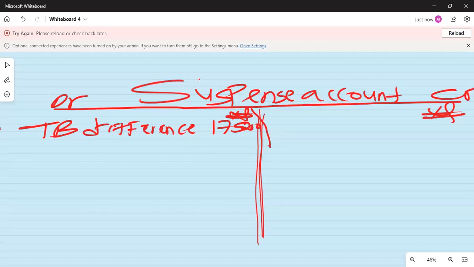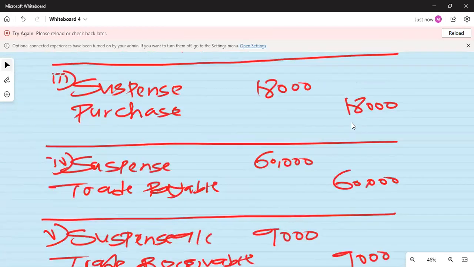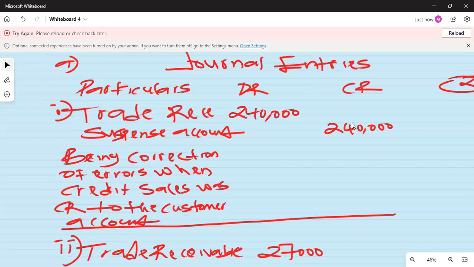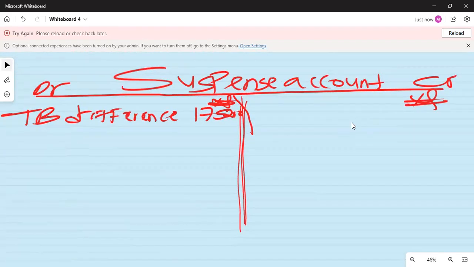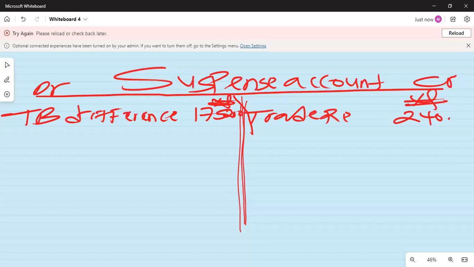So what we just need to do is look at the question now. What are the entries that we have performed? Starting from the first one, we say the suspense account should be credited with 120. And that one is relating to the trade receivable of 240,000.